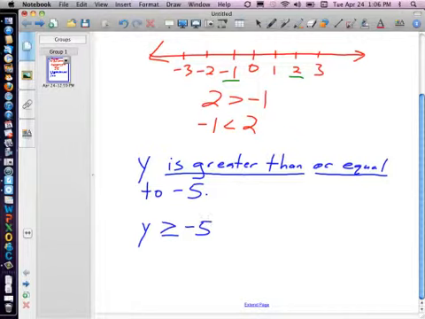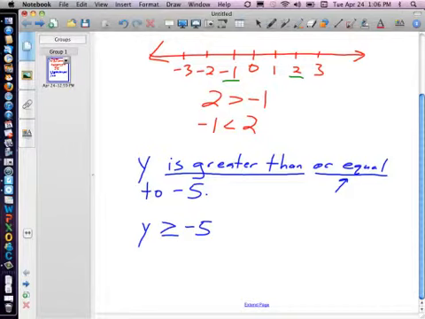If you wanted to figure out what y could be, well, y could be anything that is greater than, so -4, -3, 100, 1,000,000. So y could be all those. But the or equal to part means that it could also just be -5. So y could be -5.